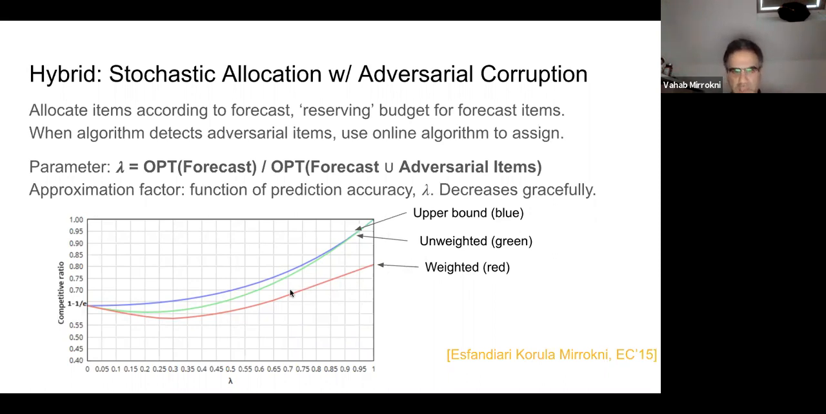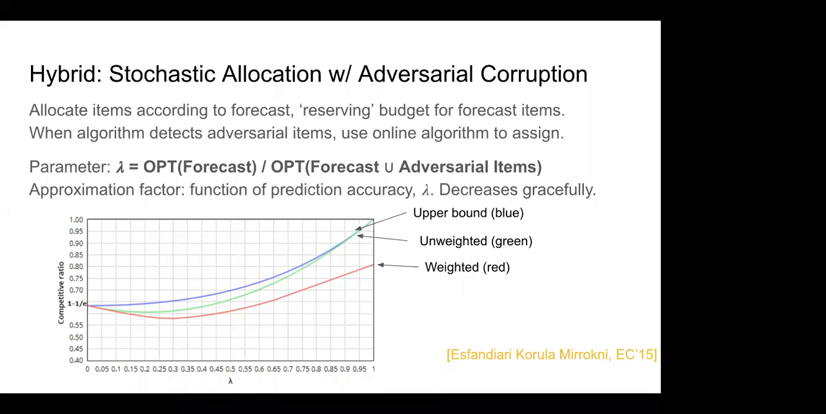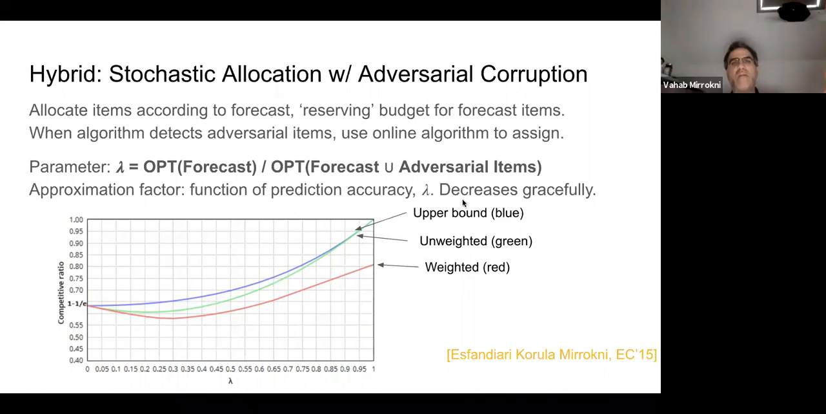For the unweighted case, we can achieve the green curve. And we can also show that achieving better than the blue curve is not possible information theoretically. So that's the second model. But in the second model, we still need to have a forecast and use the forecast to basically guide the algorithm.